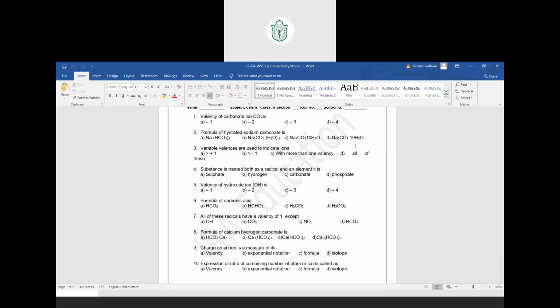These concepts you have in 10th. If there is no water molecule, then it is anhydrous. If it is exposed to the atmosphere, it forms a complex with water molecules. The 10H2O means that per one formula of Na2CO3, 10 water molecules are attached. Don't think this is a solution of Na2CO3. This is not a solution. This is a salt only.